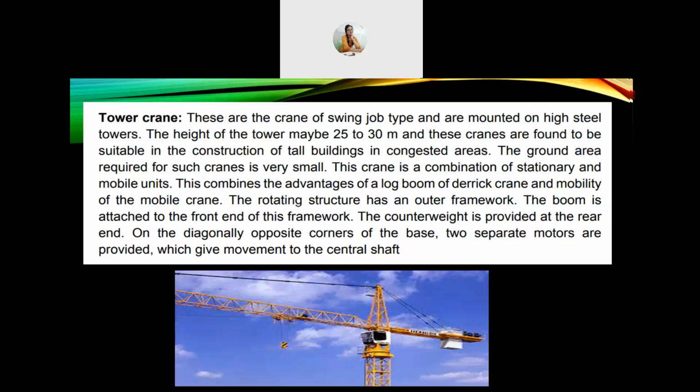This crane is a combination of stationary and mobile units. This combines the advantages of a long boom of derrick crane and mobility of the mobile crane. The rotating structure has an outer framework. The boom is attached to the front end of the framework. The counterweight is provided at the rear end. On the diagonally opposite corners of the base, two separate motors are provided which gives movement to the center shaft.